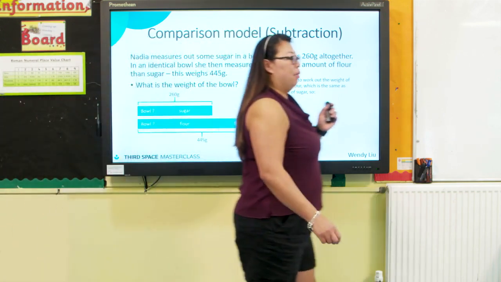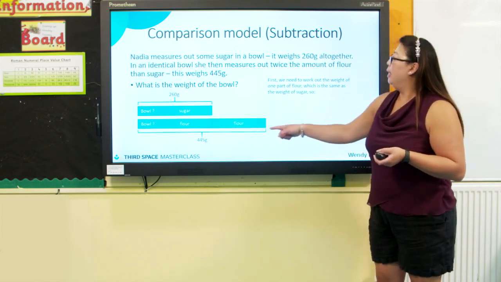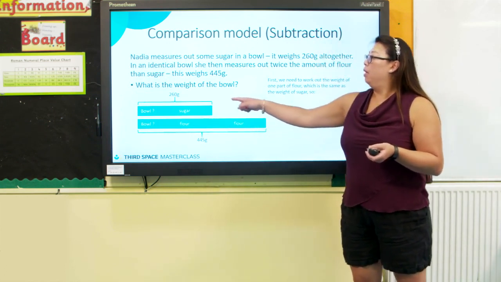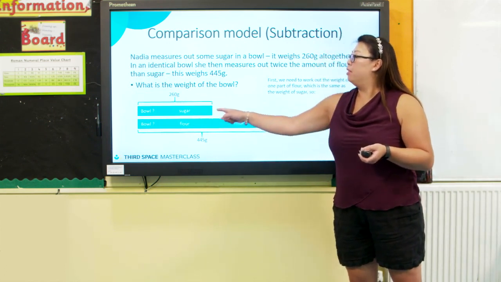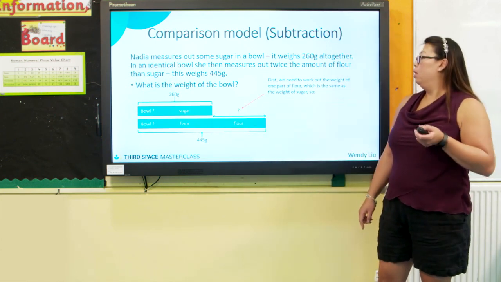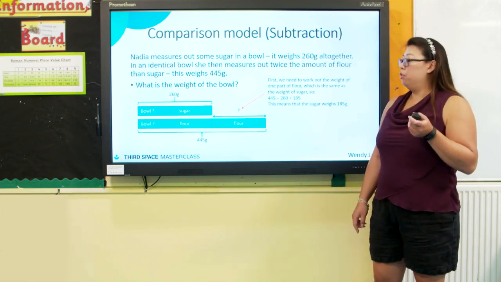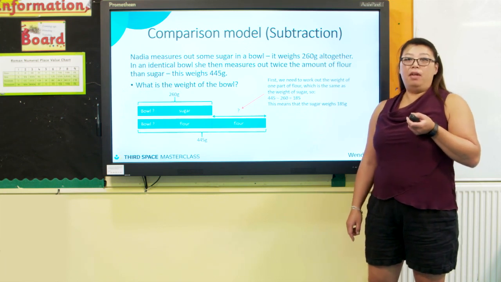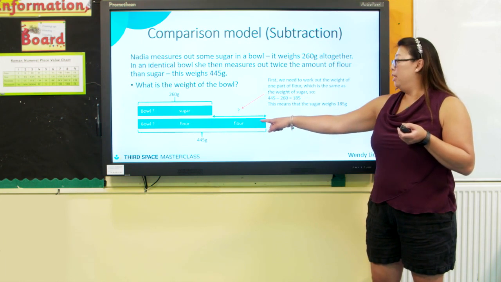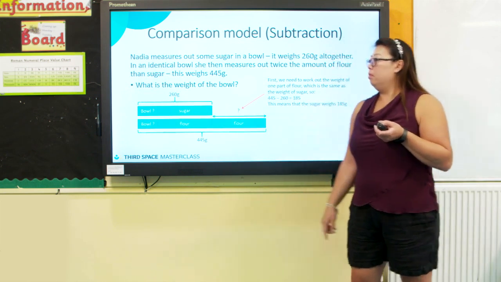So we need to work out this part here, which can be done quite easily, because we know the total weight of this bar and the total weight of this bar. The difference would be the weight of this one part of bar. So that would be 445 minus your 260 grams, which is 185. Therefore, this means that the flour is 185 grams, but also that the sugar is 185 grams.